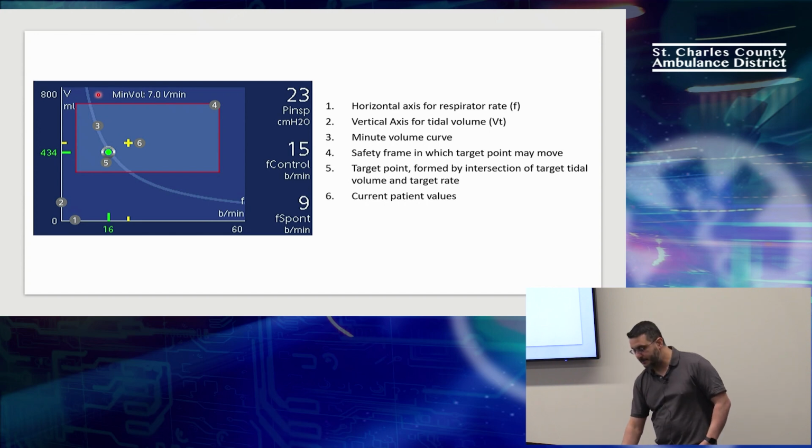Okay? It's a math formula. This exponential line right here is a math formula. Basically this is my respiratory rate times my tidal volume, and it gives me 7 liters. Everywhere across this line gives me 7 liters. If you do the math everywhere across this line, if you take the x times the y, it'll give you 7 liters. That's all that is. That's all the machine's doing right there.